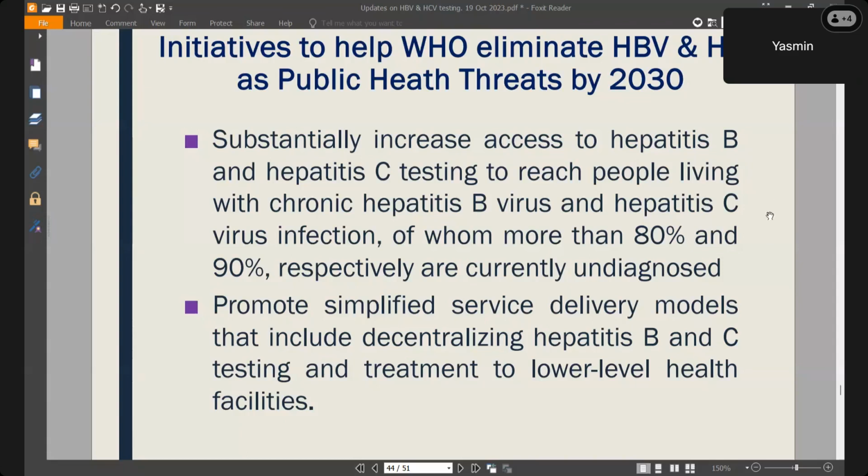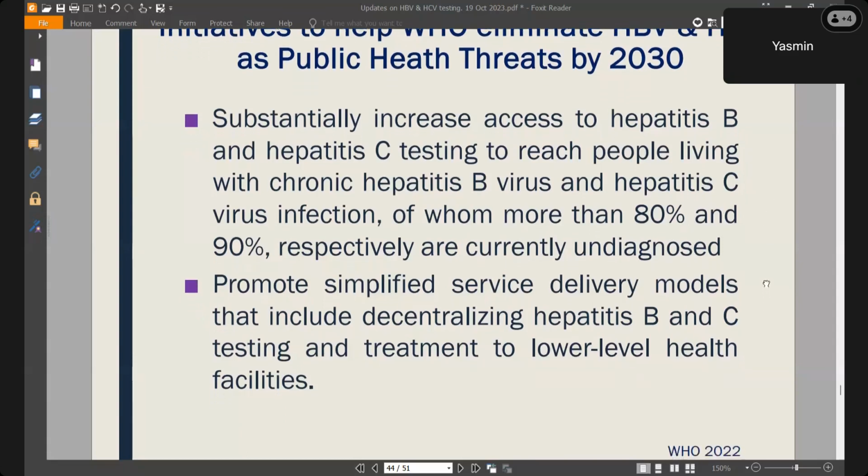In 2020, more than 80% of Hep B and 90% of Hep C were undiagnosed, that's what they said. And the other one is to promote simplified service delivery models that include decentralizing Hep B and Hep C testing and treatment to low-level health facilities. That's where the POCT come in, point of care testing available.